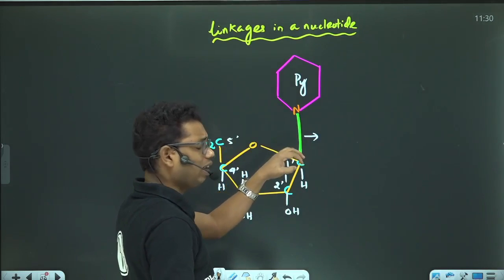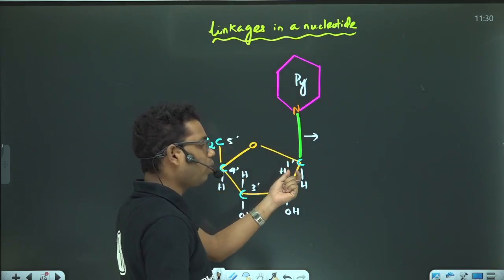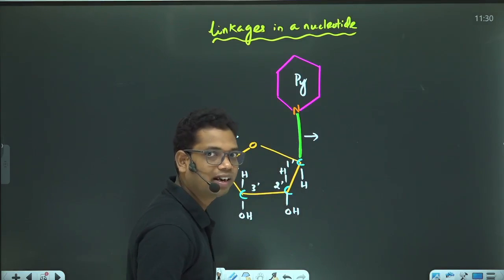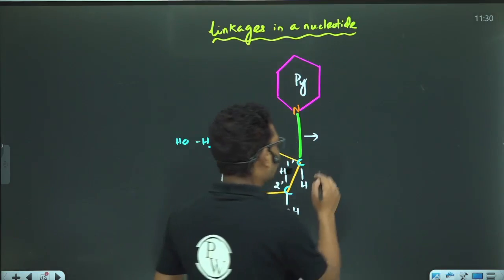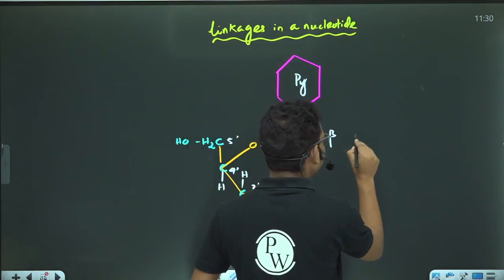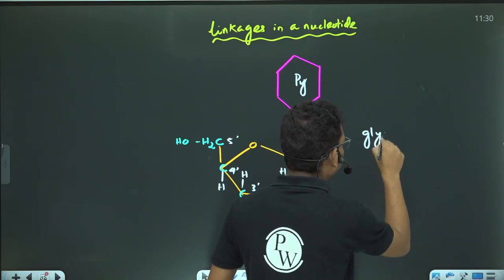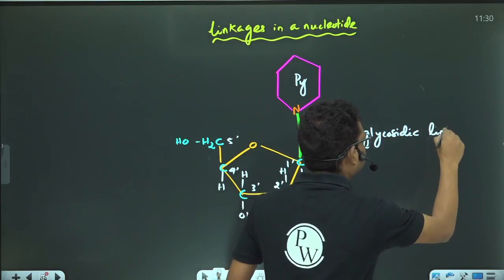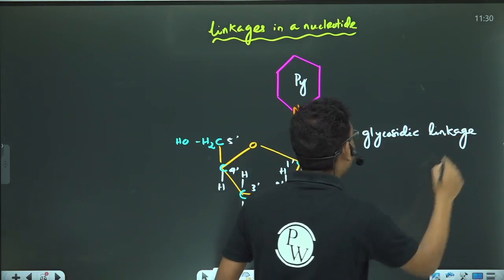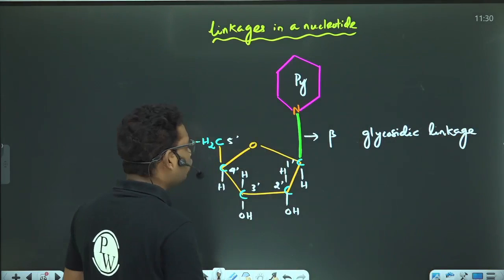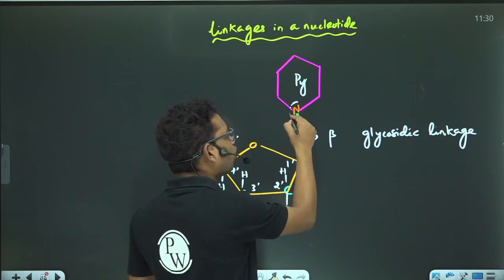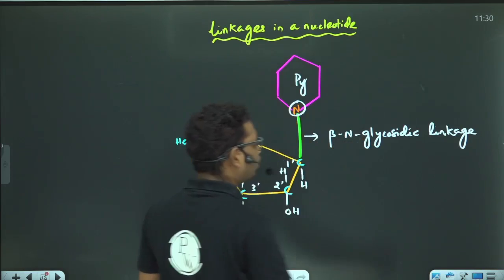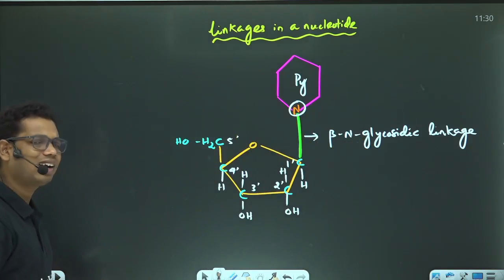This sugar had an OH group above the ring at the 1' carbon, and that is called the beta form of sugar. That is why the glycosidic bond is called a beta glycosidic bond or linkage. In this glycosidic linkage, you can see that nitrogen is involved. That is why we call this a beta N glycosidic linkage.